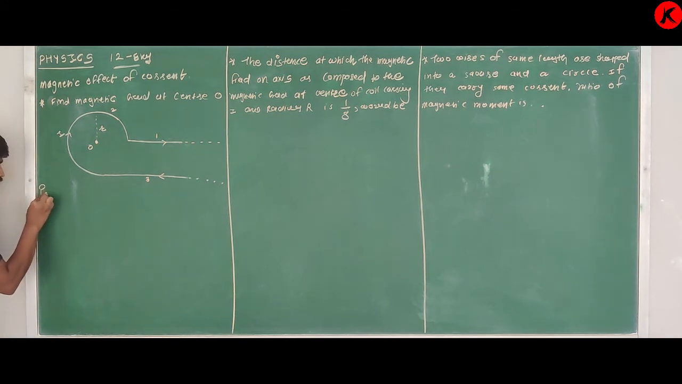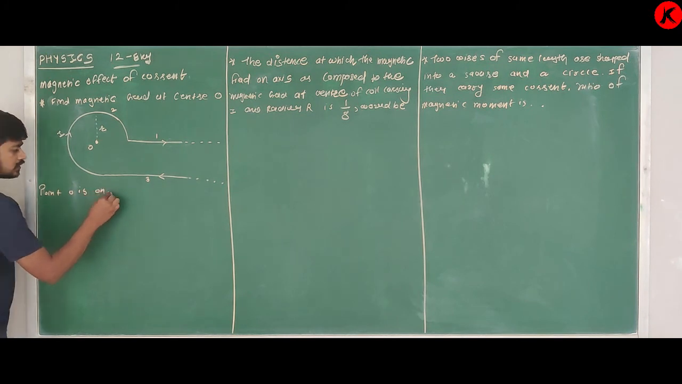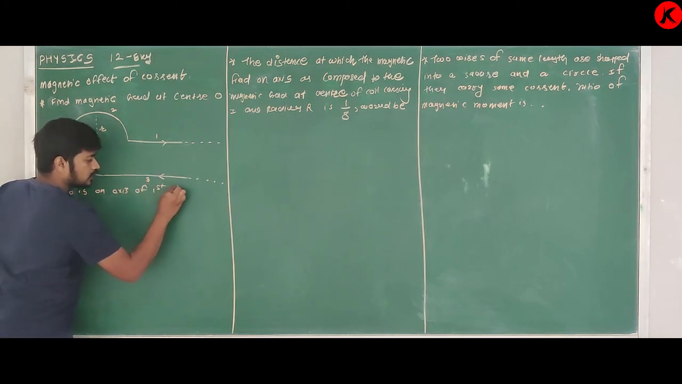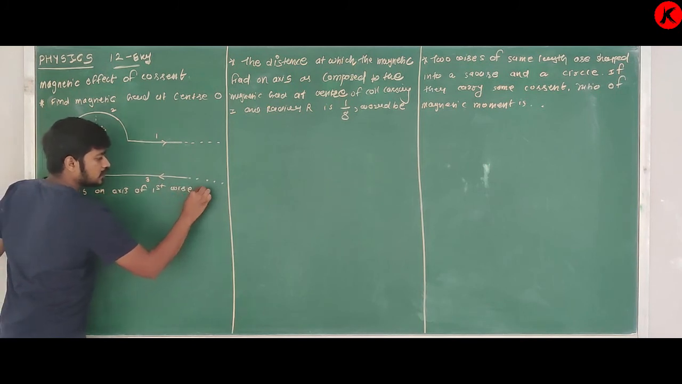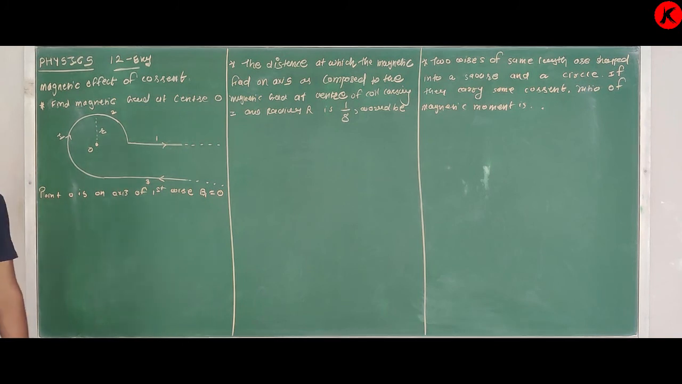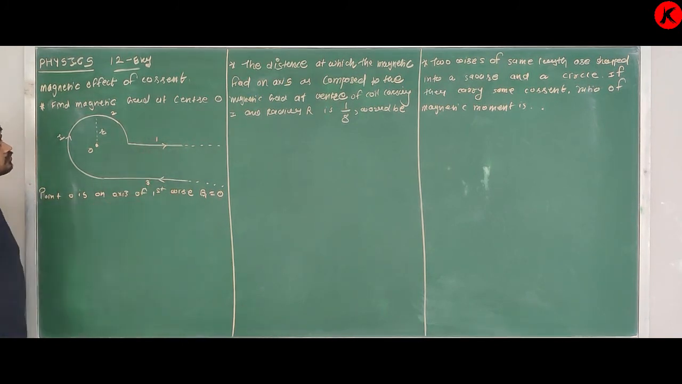Point O is on the axis of the first wire. So the magnetic field due to it will be 0. Simple. B1 is equal to 0. So due to this, the magnetic field is 0.